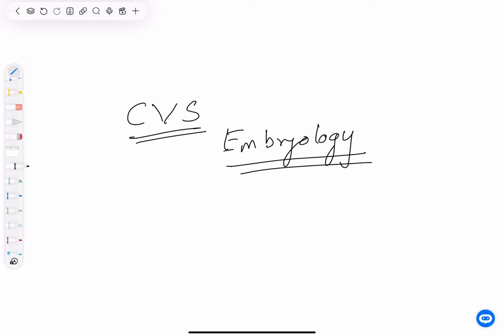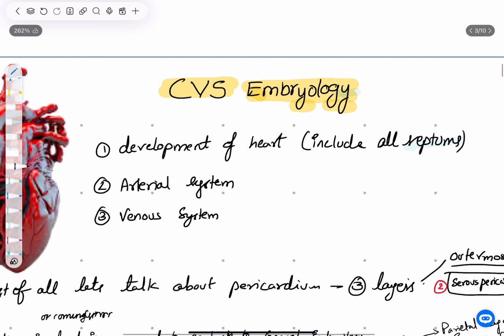So today we are going to discuss the CVS embryology, that is, development of the heart and related structures. In the overview, the cardiovascular system's development involves three main parts: development of the heart, which includes all septums, the arterial system, and the venous system. Let's talk about each.